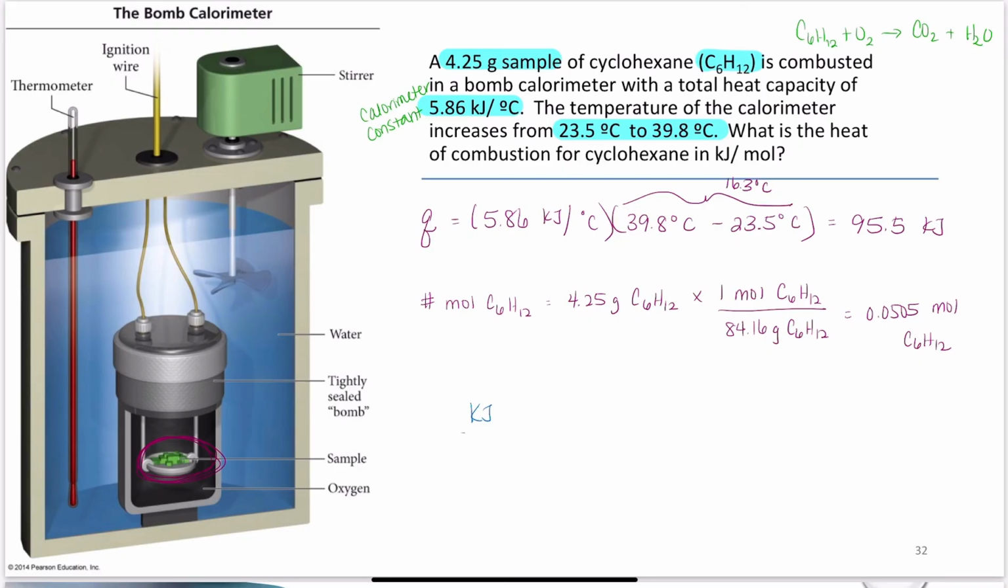So for my kilojoules per mole, 95.5 kilojoules was burned for 0.0505 moles of sample, which means that for cyclohexane, it's 1,890 kilojoules per mole. It's kind of a lot of energy. That's why combusting hydrocarbons is advantageous to us. That is the end of Module 7D.